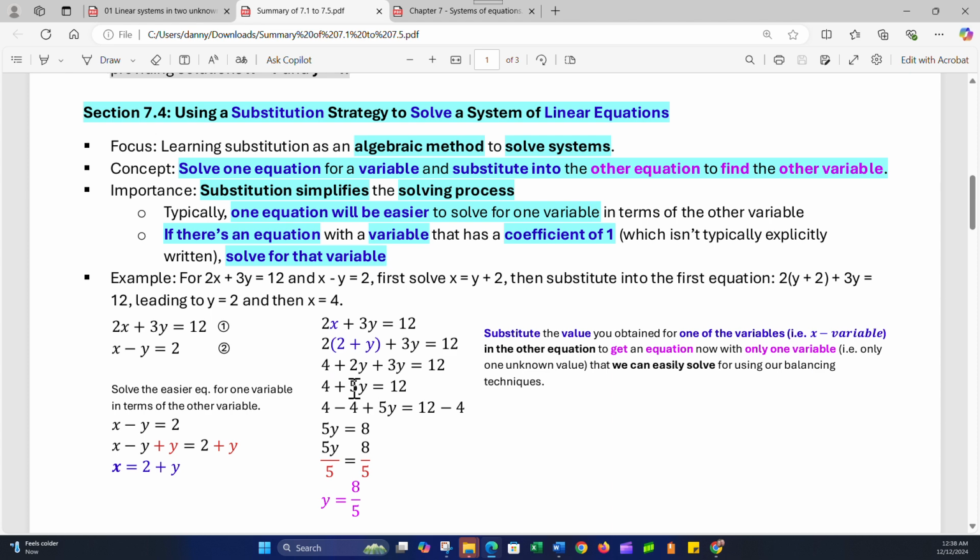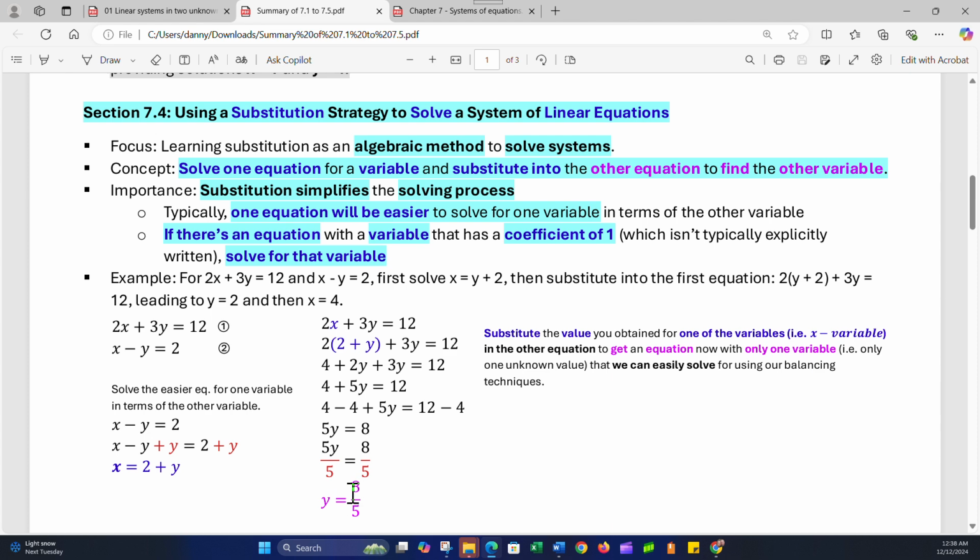So we do that. We get down to this point, and I need to solve for y, so I'm going to take this 4 and move it over here. It becomes negative 4, subtracted from both sides. And now we're left with 5y equals 8. Well, I need to get rid of this 5, so I'm going to divide both sides by 5, and y equals 8/5. So now I have a value for x, but it's in terms of y. But I have an actual value for y now, a number.